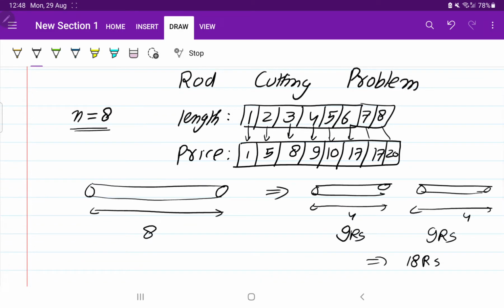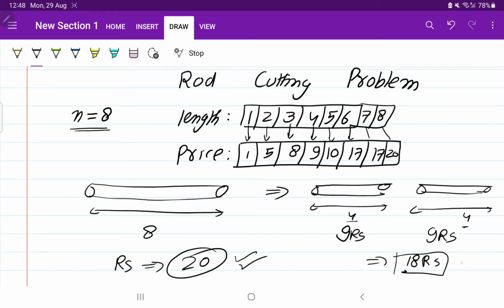Perfect. Suppose you are not going to cut this rod and you are going to sell the complete rod of length 8 meters. What is the price of 8 meters? Rupees 20. So this rod will be sold for 20 rupees. But if you break this rod into 4 and 4, you get 18 rupees. So ultimately our task is to maximize this profit.